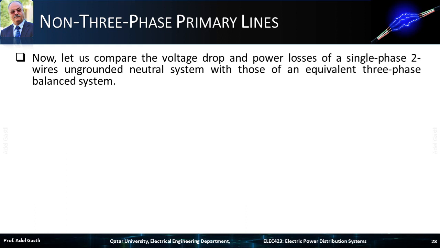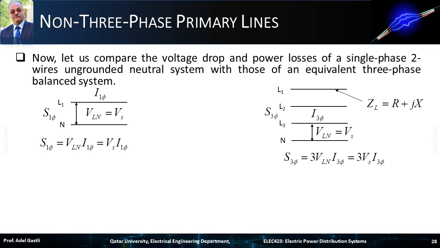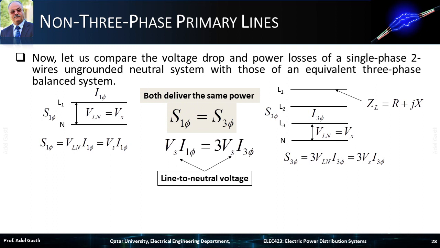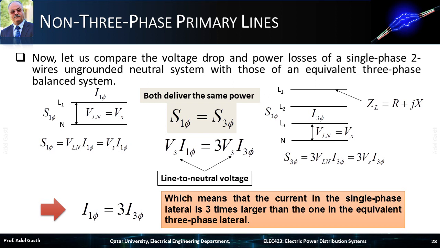Now, let us compare the voltage drop and power losses of a single-phase two wires ungrounded neutral system with those of an equivalent three-phase system. The power transferred by the single-phase system is given by this equation, and the power transferred by the three-phase system is given by this equation. Equating the two power equations, we can find this relation between the single-phase circuit current and the three-phase circuit current, which demonstrates that the current in the single-phase lateral is 3 times larger than the one in the equivalent three-phase lateral.